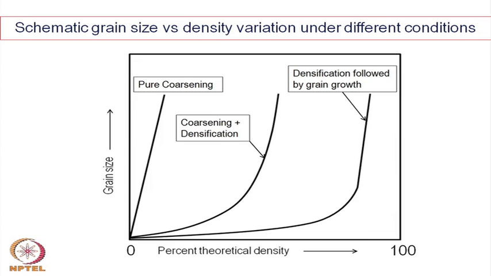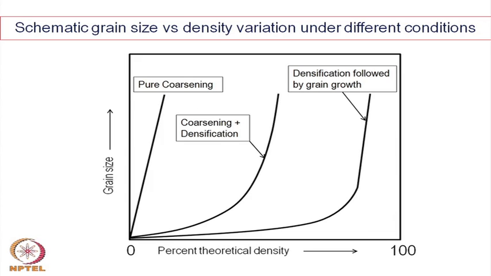This is a schematic grain size versus density variation. That was with time. Here it is not time, but a function of the percentage shrinkage which has taken place, and how the grain size changes. Now, in this case of course, there may be three different possibilities, as we discussed earlier in the very beginning pictorially.